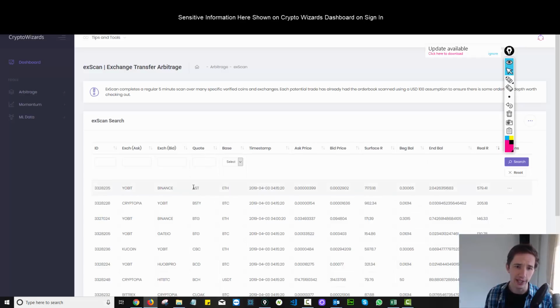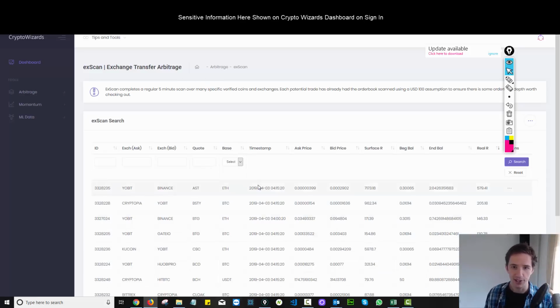This is telling you what coin it is. So it's AST. When you get on that exchange, it's the AST coin. And the coin that you're transferring from and to is Ethereum. The base coin is always going to be Ethereum, Bitcoin, or US dollar Tether. These are the main bases of coins that this scanner operates on and checks.